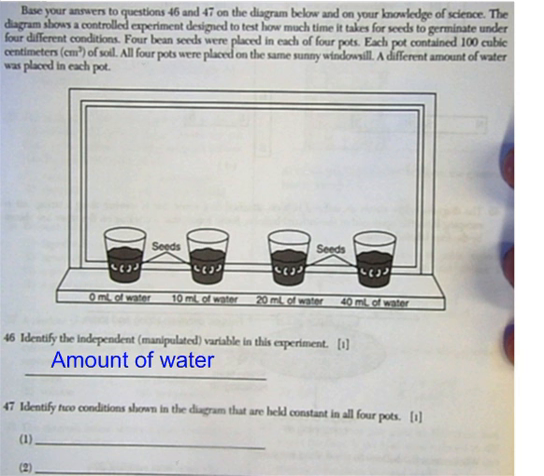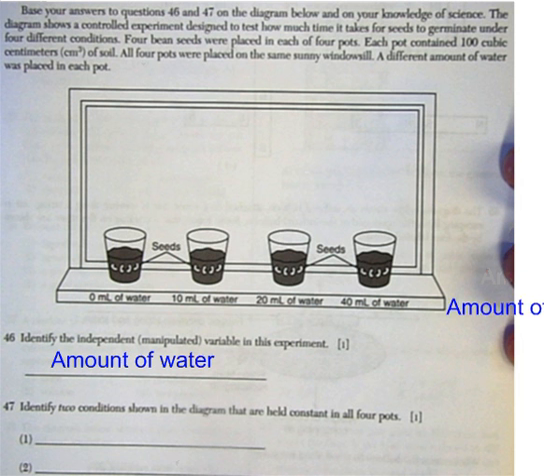of seeds gets. Now the next question, identify 2 conditions shown in the diagram that are held constant in all 4 pots. Again, I would call these constants, but you could also call them controlled variables. Number 2.